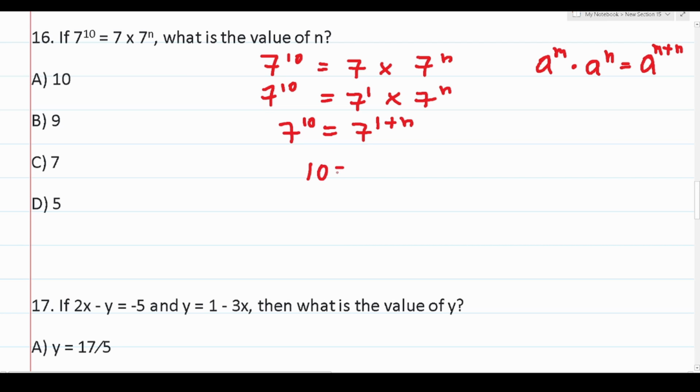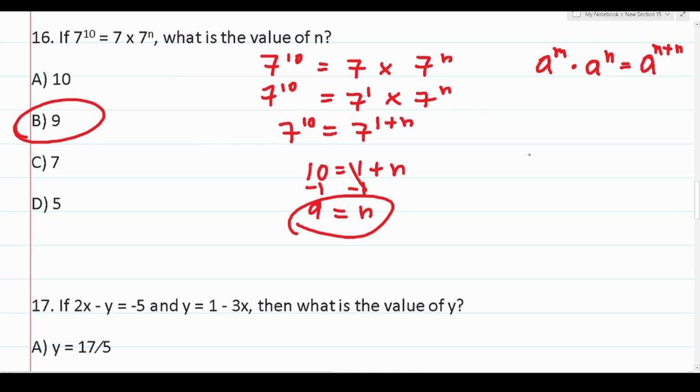We have 10 equals 1 plus n. To get n by itself, we're going to subtract 1 from both sides. This crosses out, leaving you with n equals 10 minus 1, which is 9. Okay, so n in this case is 9.